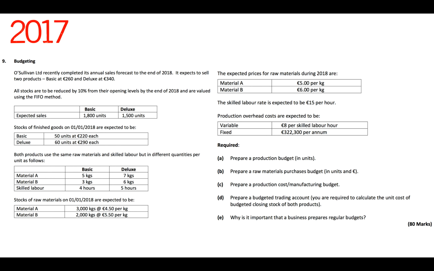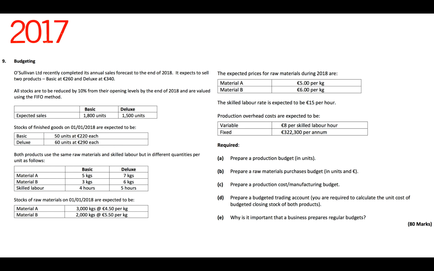The expected prices for raw materials during 2018 are material A, €5 per kg and material B, €6 per kg. The skilled labour rate is expected to be €15 per hour. Production overhead costs are expected to be variable €8 per skilled labour hour and fixed €322,300 per annum.